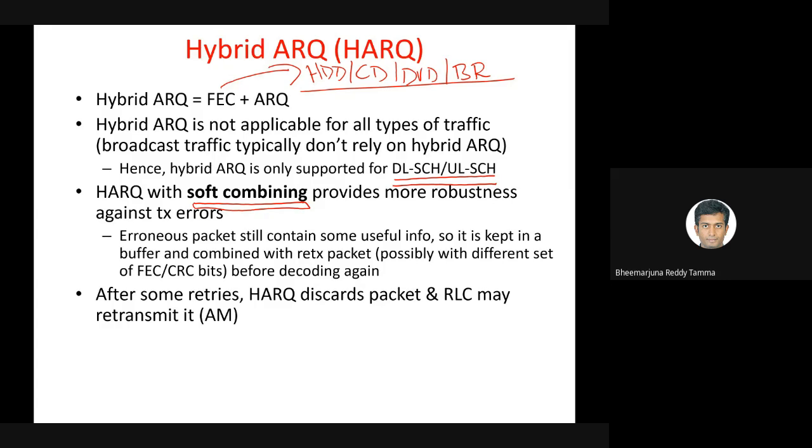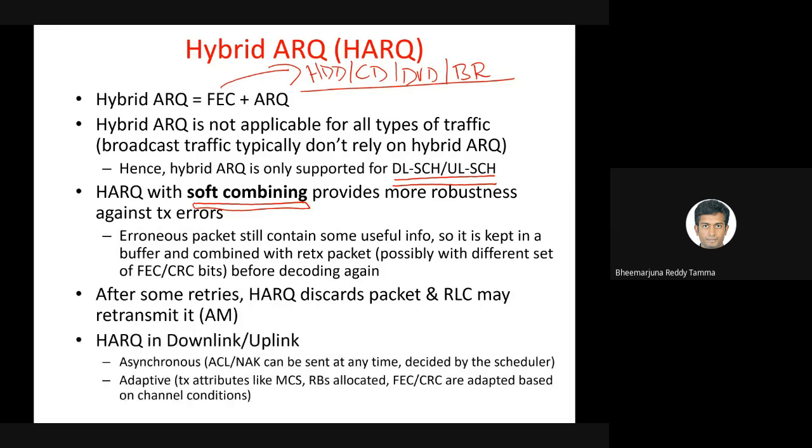And again, there is nothing called absolute reliability. Hybrid ARQ also can fail even after soft combining, after ARQ and after FEC. In that case, the MAC layer discards the packet. Then it is up to the RLC layer, if it is in AM mode, to retransmit if at all it is needed.